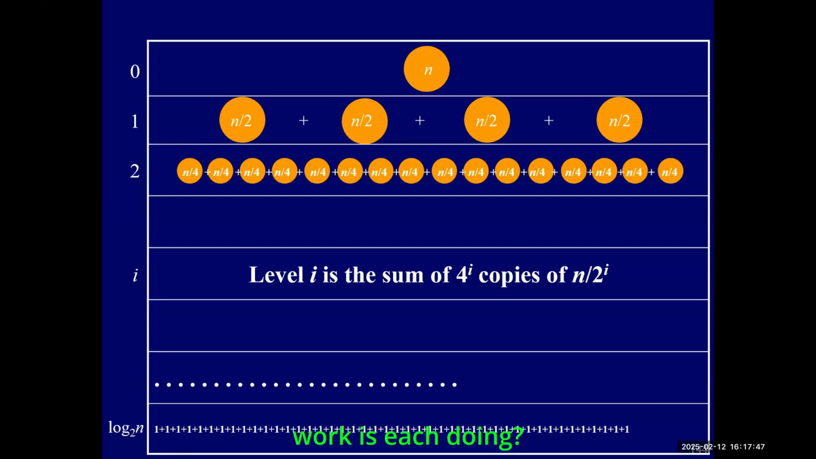And how much work is each doing? Well, first of all, how big is their input? I have an input of size n, so my friend has n over 2, his friend has n over 4, n over 8, n over 16, right? So at the ith level, the input size is n over 2 to the i, right? Everybody good with that? And then how much work are they doing? Well, in this case, f of n is just n. So if I am given an input of size n over 2 to the i, then the amount of work I do is n over 2 to the i, right?